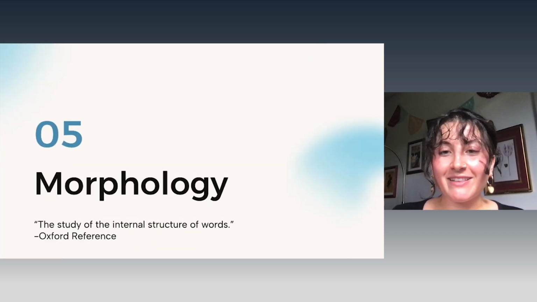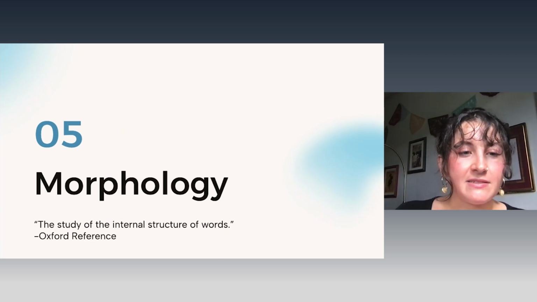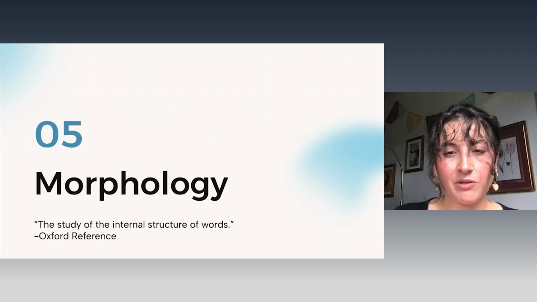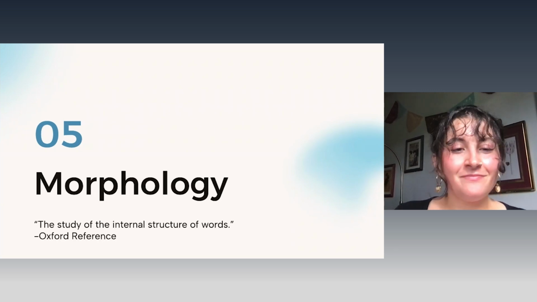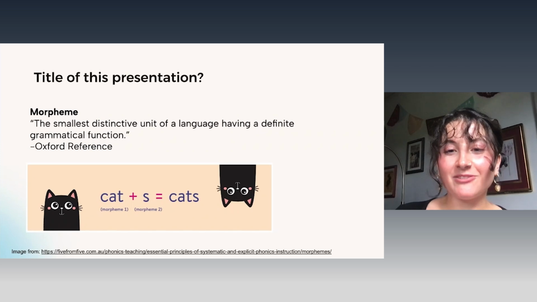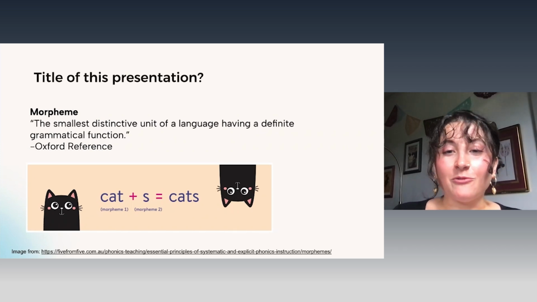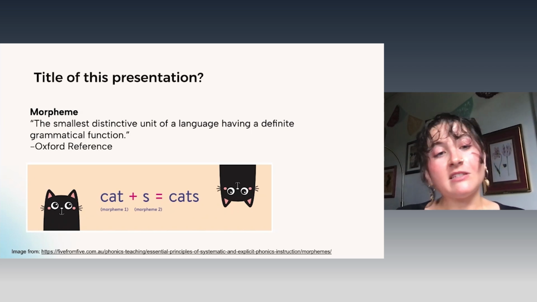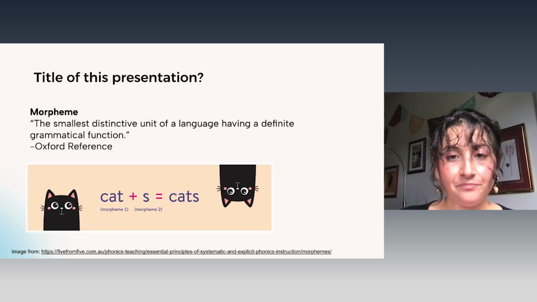All right, and the last topic I'm going to get into is morphology. So morphology is defined as the study of the internal structure of words. So I think about units of meaningfulness. And that brings us back to the title of my presentation, From Morphemes to Manuscripts. So I will, as I promised, define what a morpheme is. So a morpheme is the smallest distinctive unit of a language having a definite grammatical function.